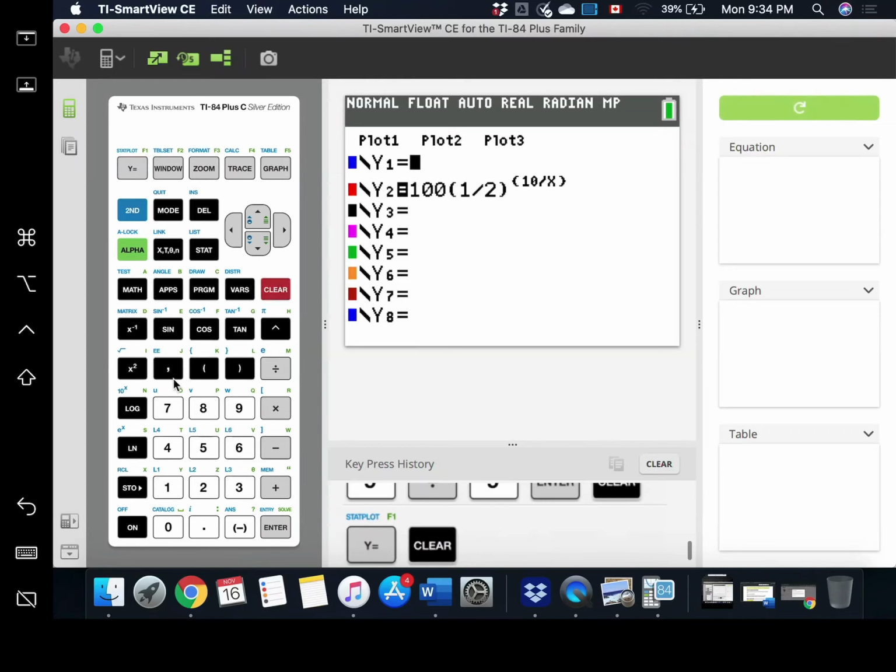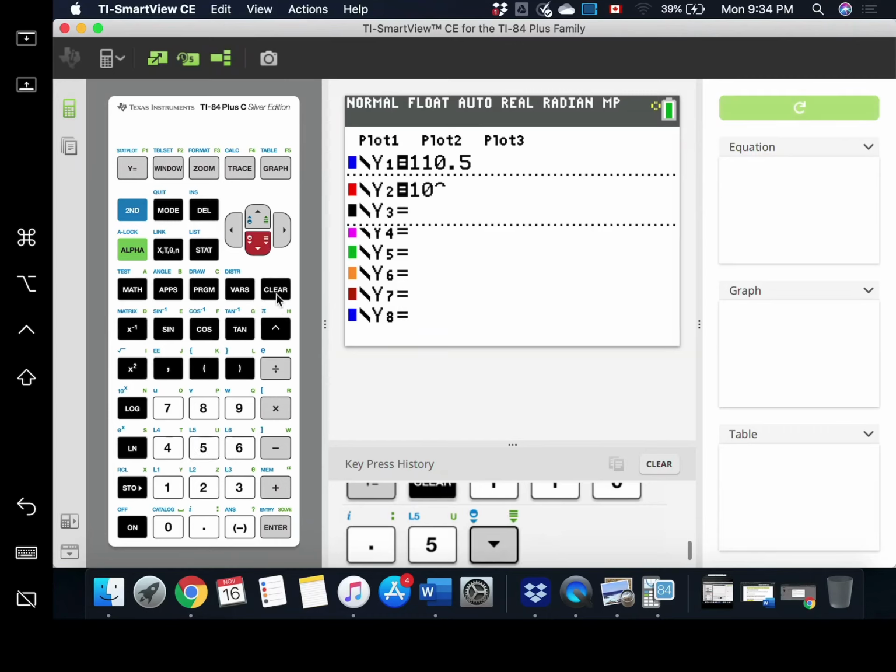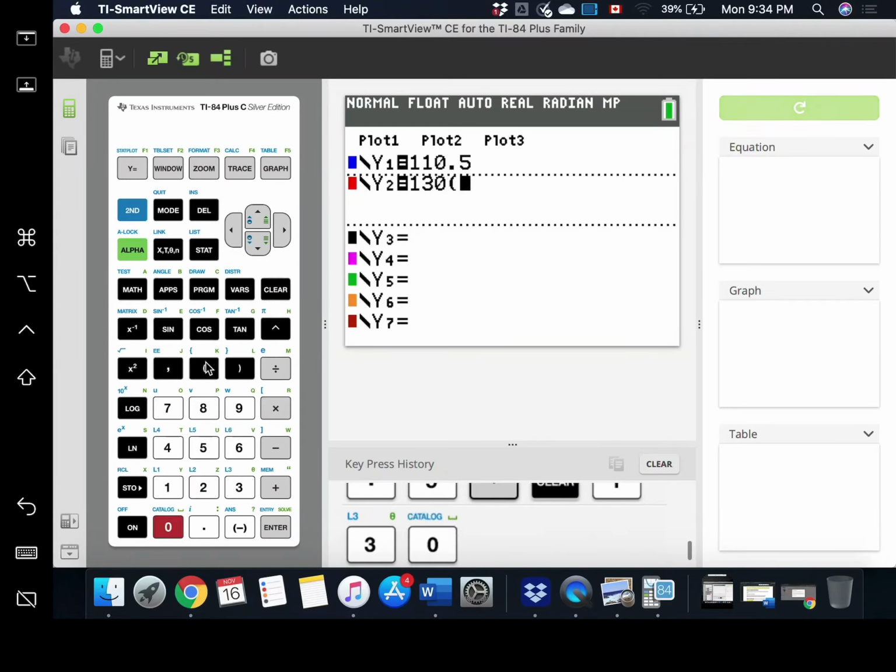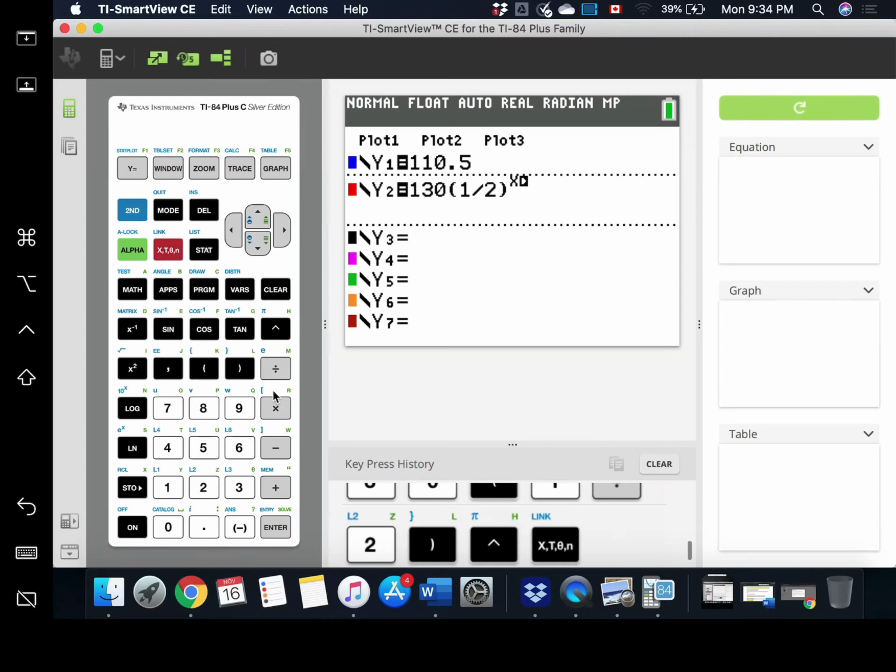Okay, so we want to put the left side of the equation, which was 110.5. The right side of the equation was 130 times 1 divided by 2 to the power of t, which can be represented by x, and you can put brackets if you have an older style calculator, divided by 43.3. If you have a newer style calculator, you don't need brackets. Older style, you do need brackets around your exponent.